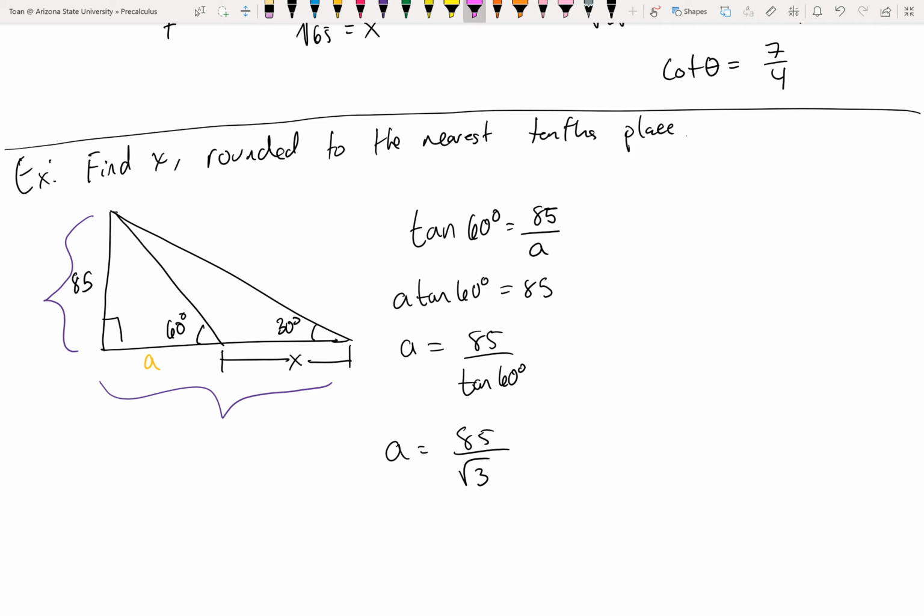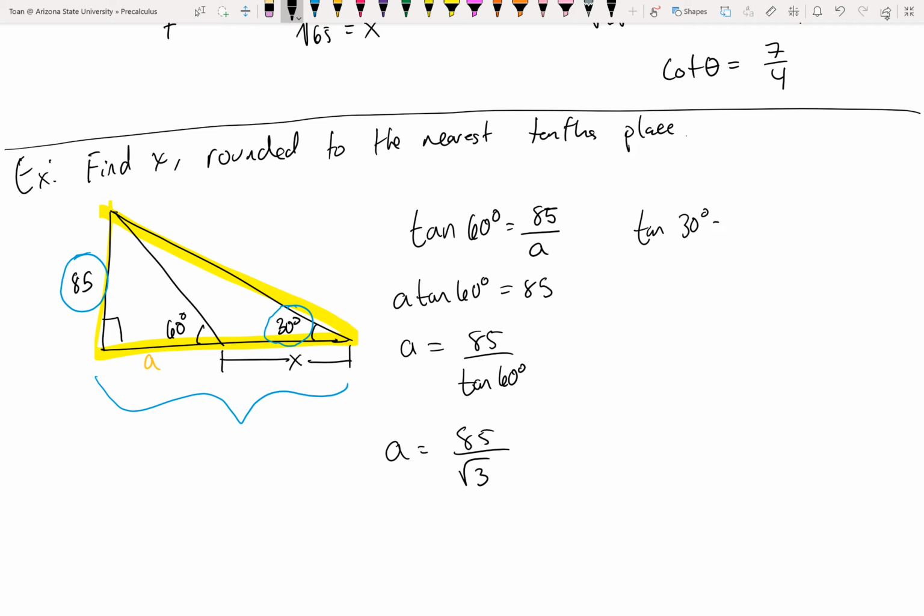Now X, again, is a part of this bigger right triangle. This bigger right triangle here. So I need to focus on this big right triangle. Well, what information do I have? I have this angle. I have this side length, and I'm working with this entire side length. And it just turns out that relative to this angle, we have tangent again, because this is opposite and this is adjacent. So working with that big triangle, I can say tangent of 30 degrees is the opposite 85 over the adjacent side, which again is x plus a.